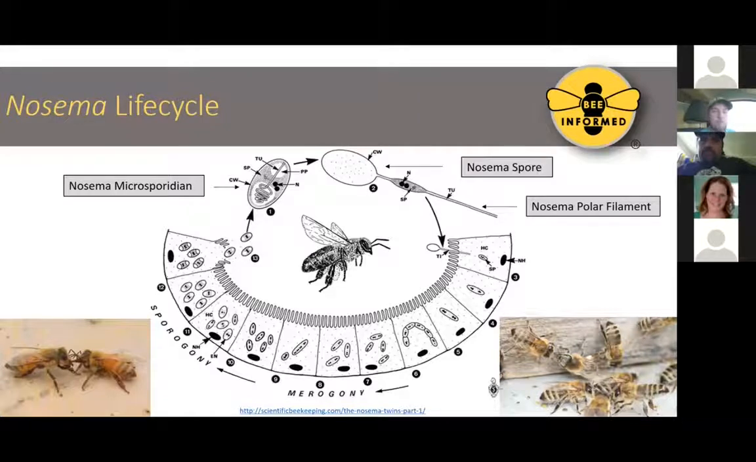It releases the reproductive organism there, and those cells begin to replicate until that cell is just so full it breaks. Those Nozema cells are released, and they go in and infect other bees inside the hive.